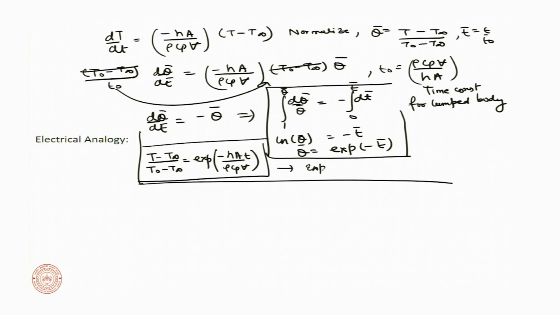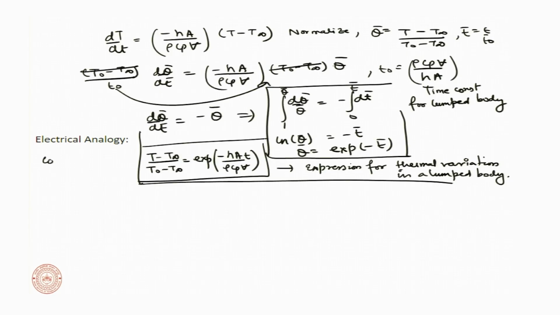For thermal variation in a lumped body, we can then find T based upon T naught and T infinity and our time constant, that is rho CpV over hA. All right. Now we can relate this to an electrical system.